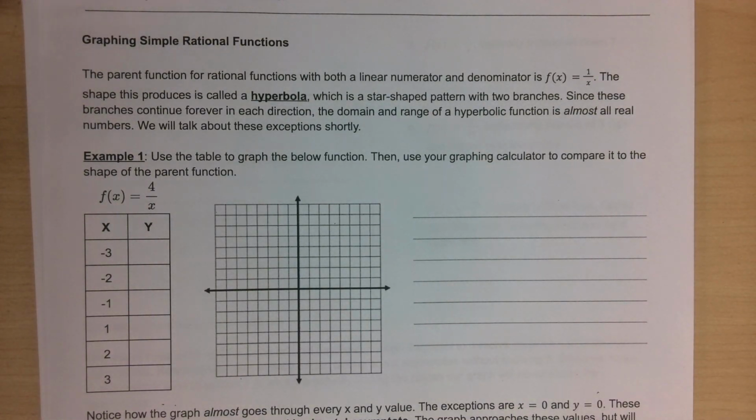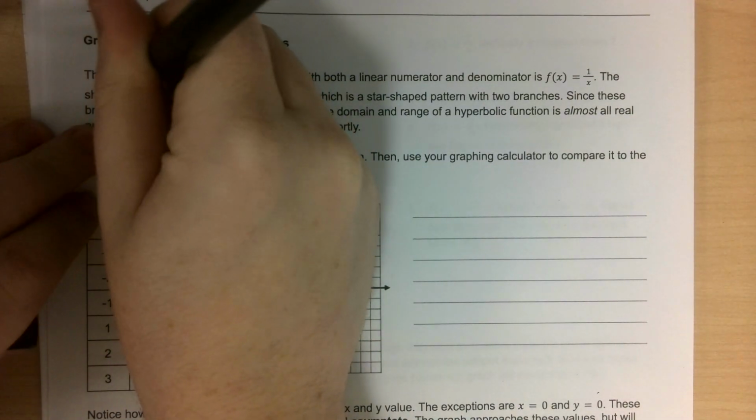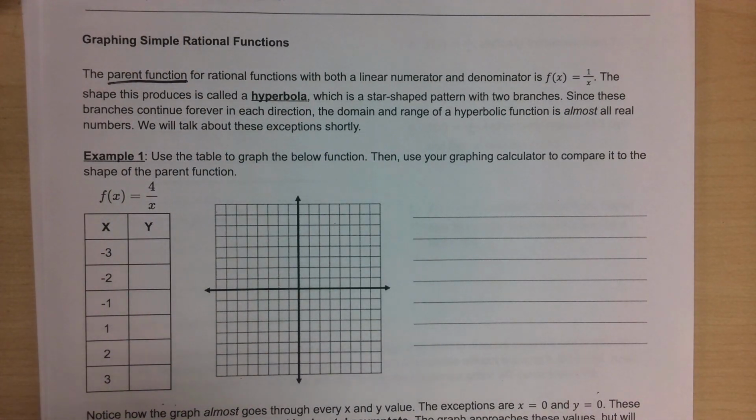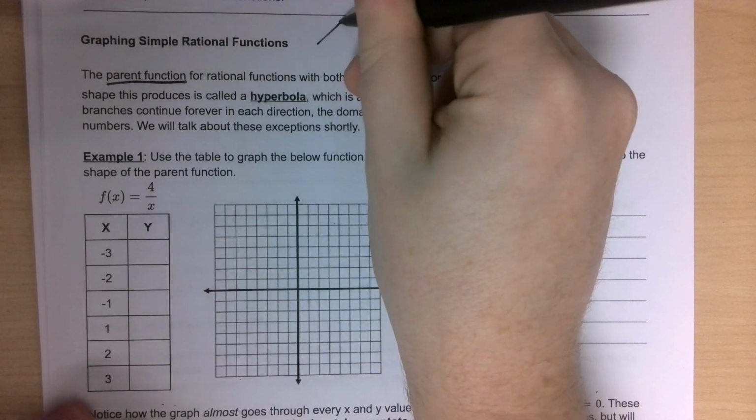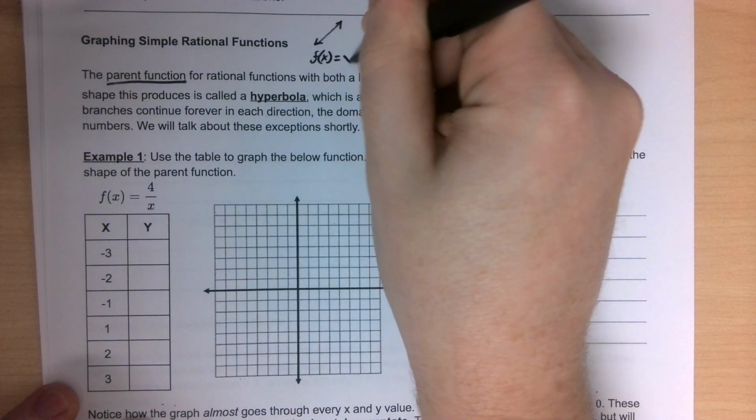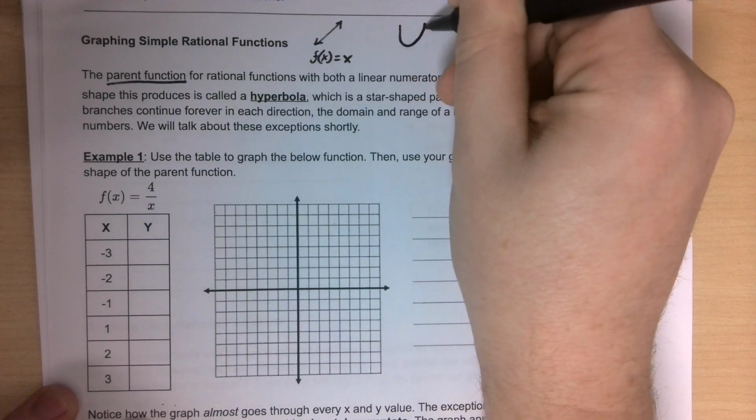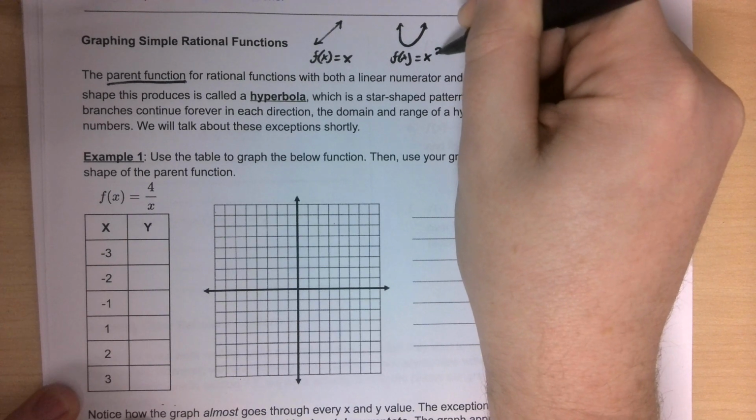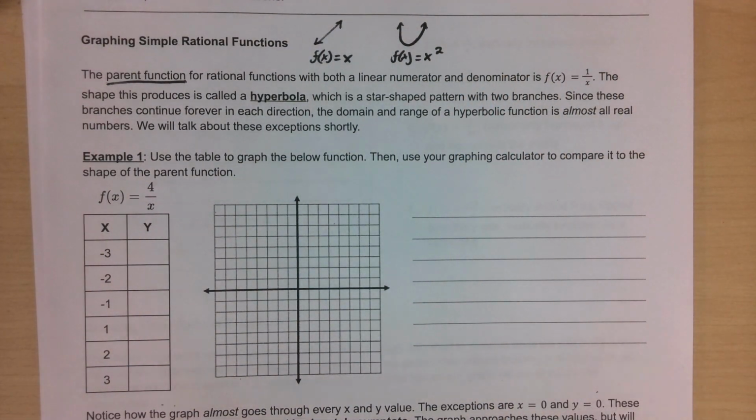As a reminder, the parent function of a graph is like the most basic version of a function. So, to make a straight line, for instance, a linear equation, the parent function is f of x equals x. To make a parabola, it's f of x equals x squared. And so on and so forth.